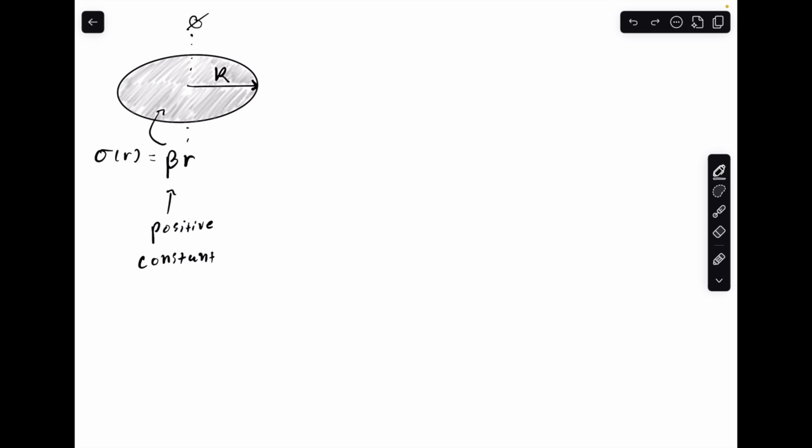Today we're going to do the rotational inertia of a non-uniform disk about its center. This is where the disk has a surface mass density of sigma equals beta r, where beta is a positive constant and r is the radius of the disk. So now let's just jump right into this.